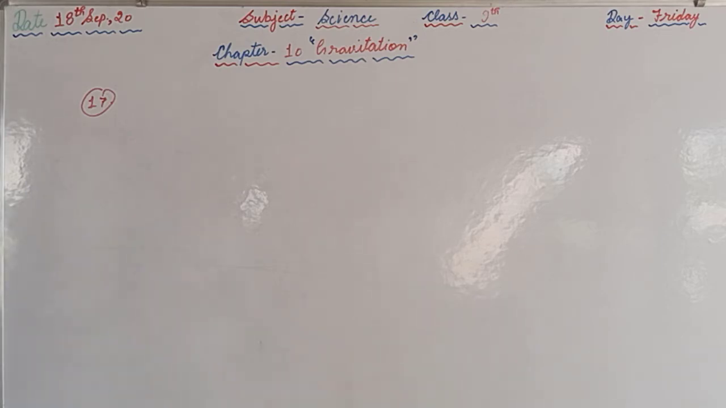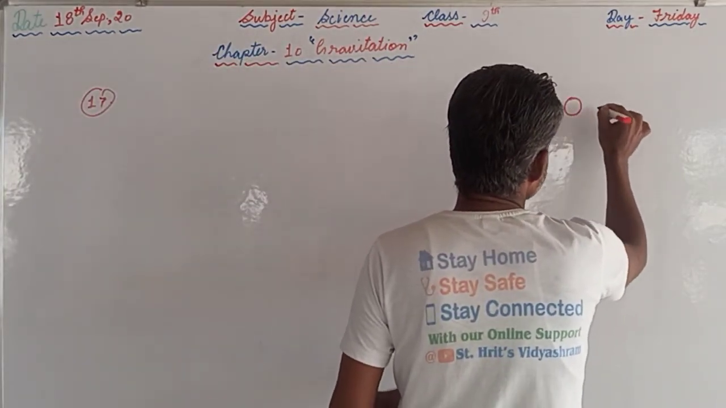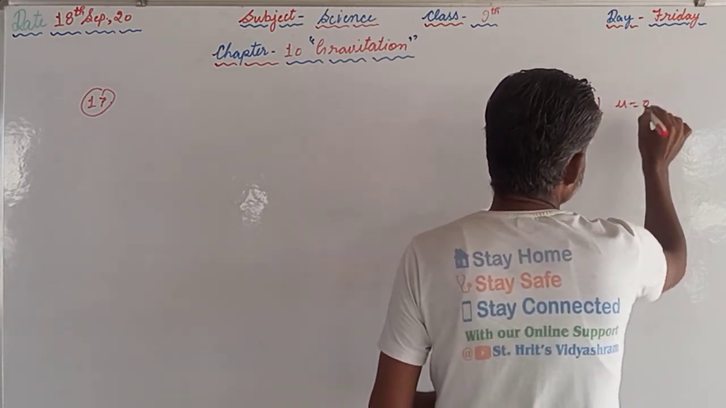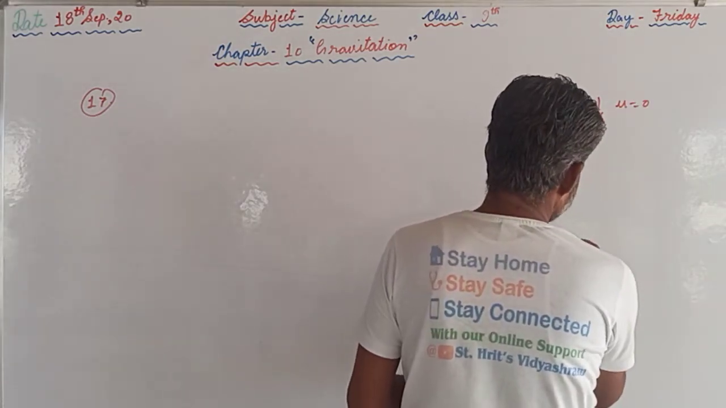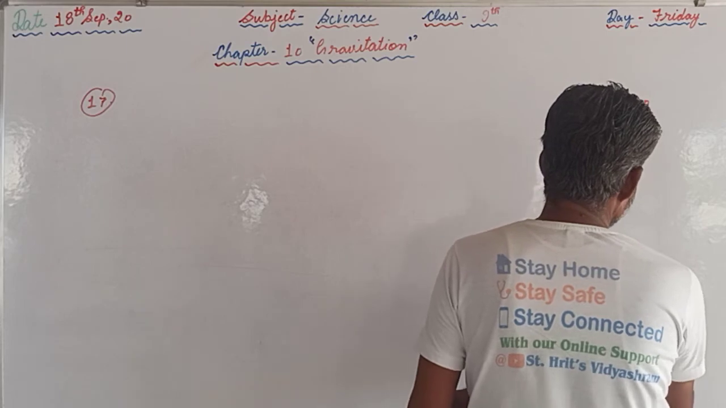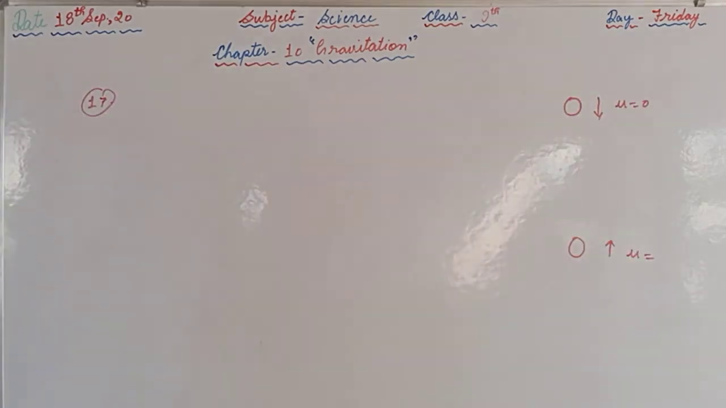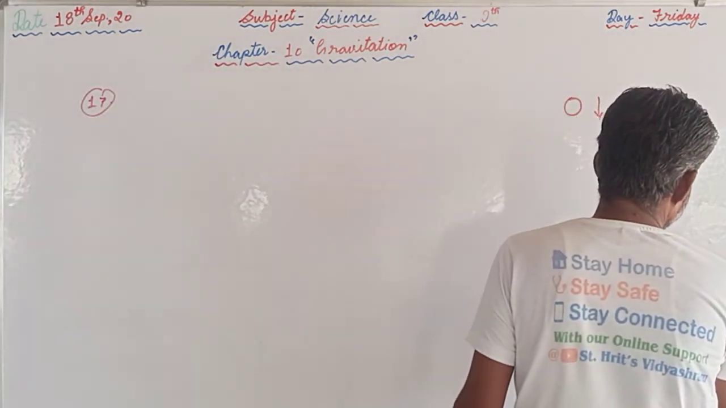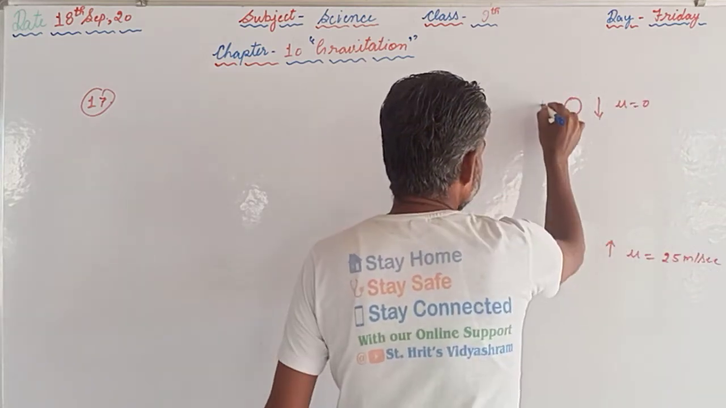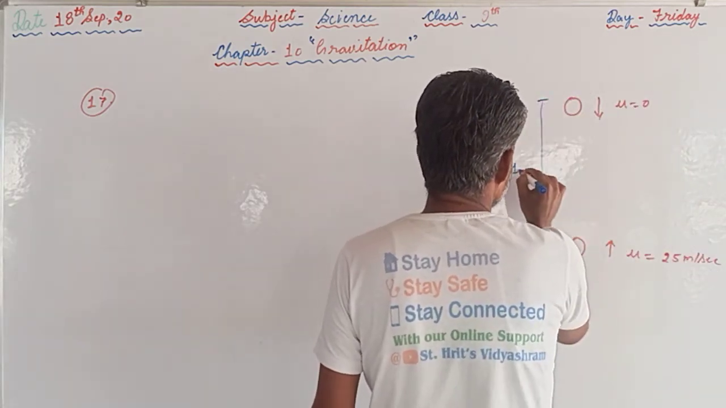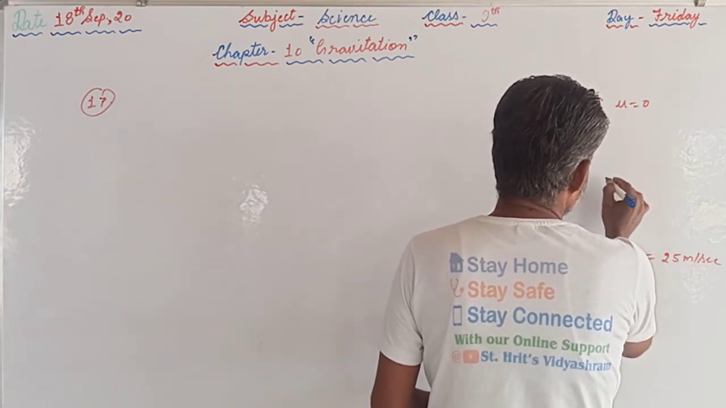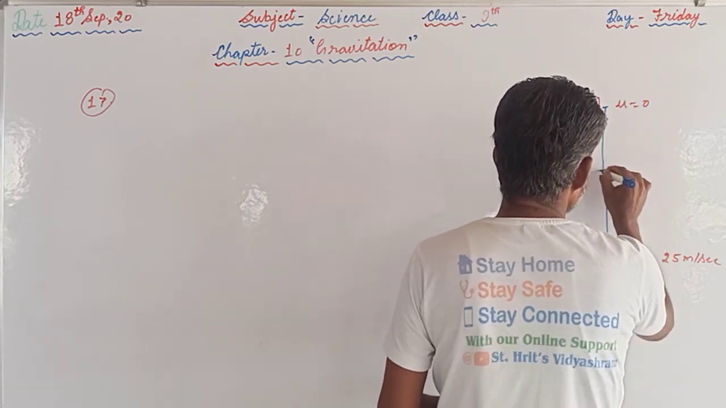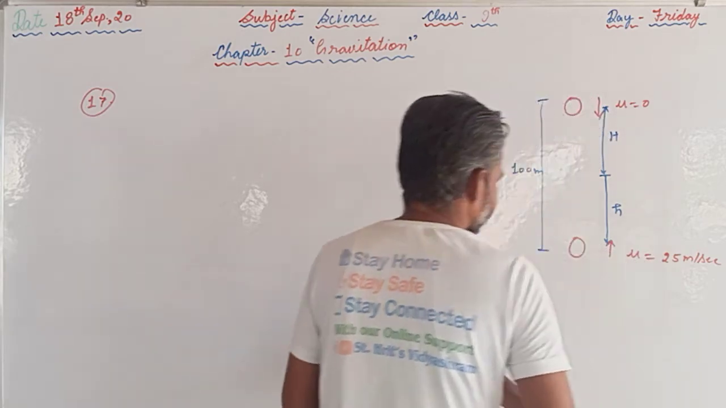So two stones are there. One is dropped from the top of a building, dropped means initial velocity is 0, and for the stone which is thrown vertically upward, the velocity is given, u is equal to 25 meter per second. Total height is 100 meter. Suppose at this height the stones meet, suppose this is small h and this is capital H.